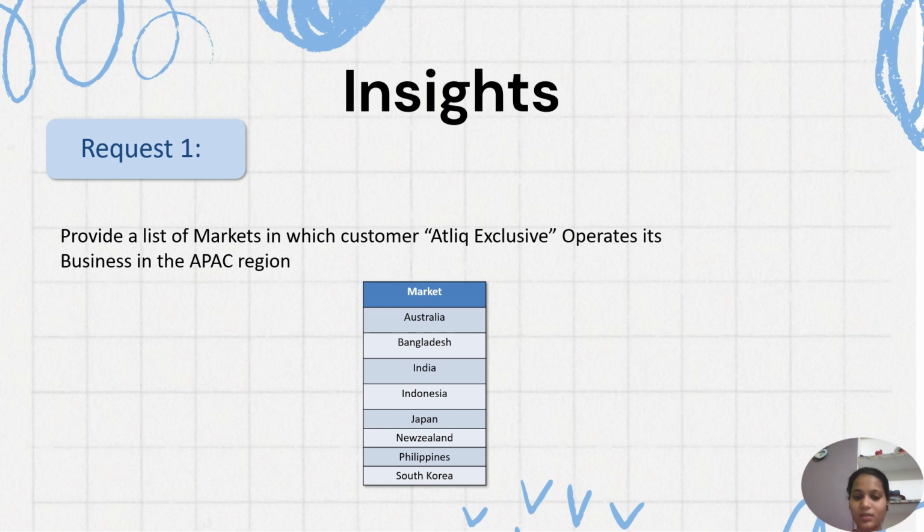As you can see in the output, under market, we have eight markets: Australia, Bangladesh, India, Indonesia, Japan, New Zealand, Philippines, and South Korea. These are the markets in which customer Atliq Exclusive operates its business in the APAC region.